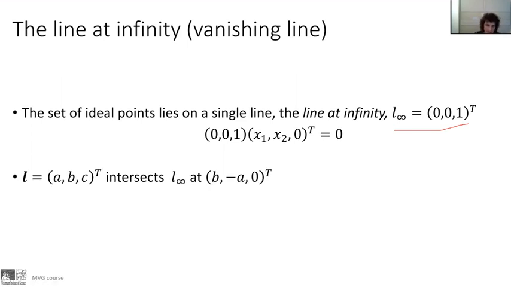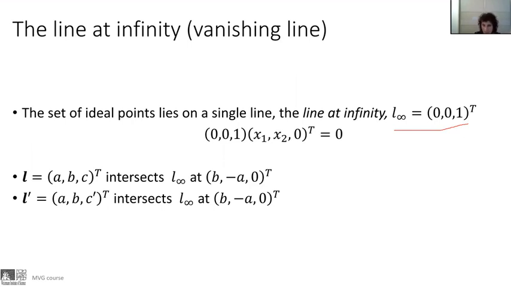And if you ask yourself again, the line (A, B, C) transpose, where does it intersect L infinity? It intersects at (B, minus A, 0), and the same for L prime, with the same A and B. So L and L prime and L infinity intersect at the same point, (B, minus A, 0).